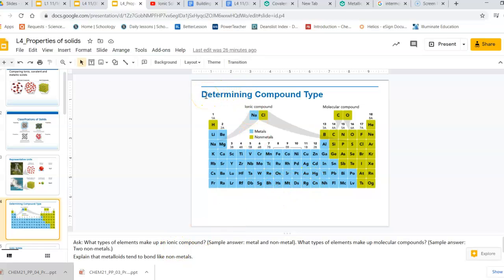All right, so determining the types of compound, this is a refresher. If it is a metal bonded to a non-metal, you have ionic. If it is metal combined with metal, it is metallic. If it is a non-metal combined with a non-metal, it is covalent. In covalent, we have two different types of covalent, and we're going to talk about them later on. But that's how you break down whether it is metallic, ionic, or covalent.